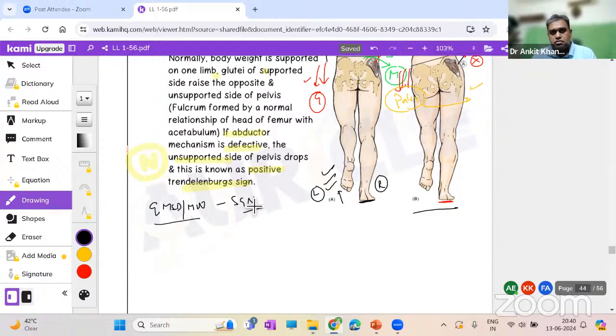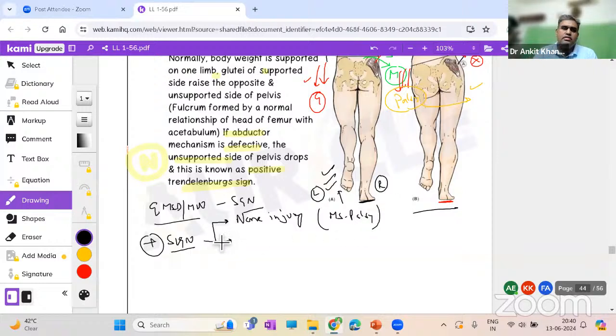Think about it. This positive sign which we just discussed will be found in which conditions? It will be seen when there is a nerve injury, due to which there is muscle palsy, as we have just discussed. What other situations can lead to a positive Trendelenburg sign? Think. This muscle, gluteus medius and minimus, is crossing which joint? It is crossing the hip joint. So when there is a problem in the hip joint, what problems can occur? A simple dislocation can be there. Fractures can be there. Some necrosis going on. If the joint itself is quite stiff, then that muscle cannot work.